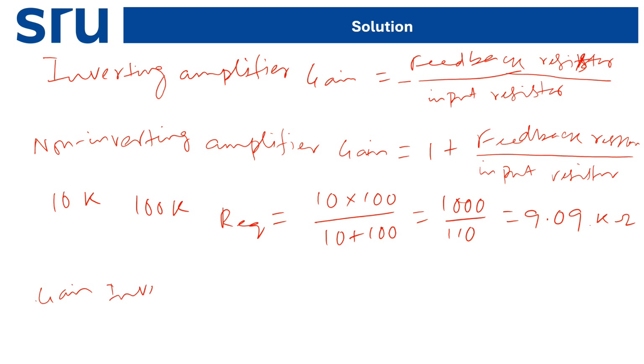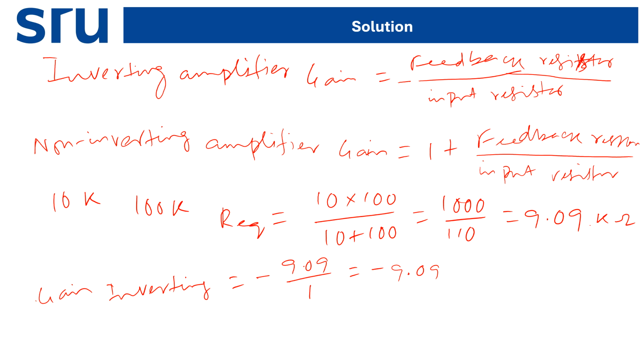for inverting, it will be minus 9.09 divided by 1, which will give us minus 9.09. Is there any problem? Yes, there is a problem, because your application requirement is to have a gain of 10 or more, because you need to produce an output of 2 volts or more from an input voltage of 0.2 volt. That means you need a gain of 10 or higher.